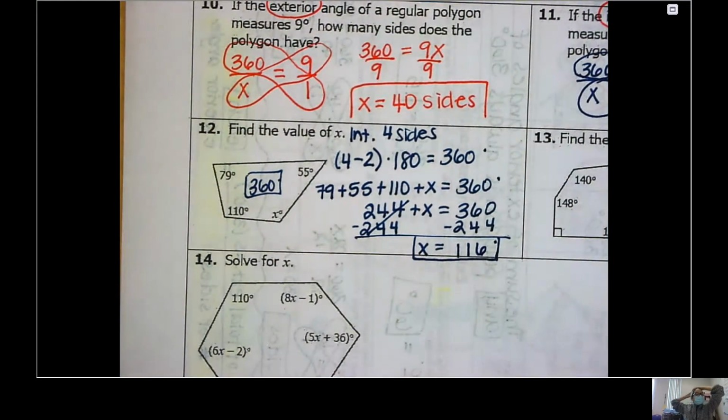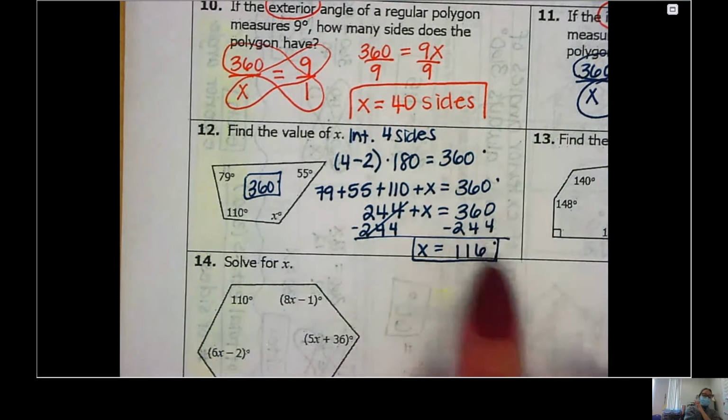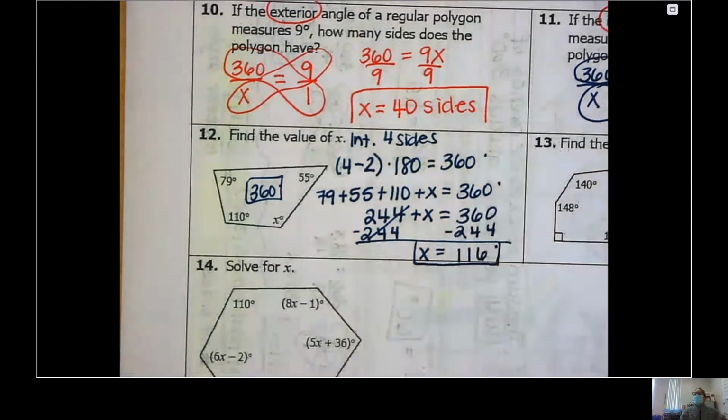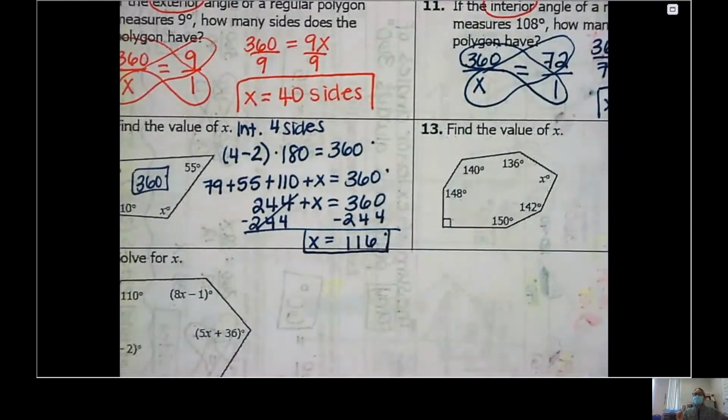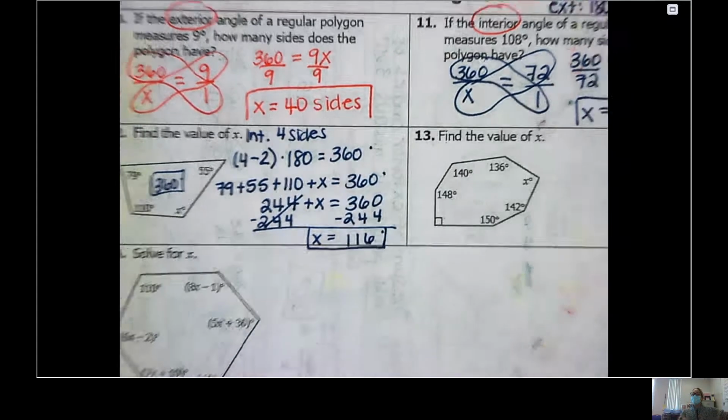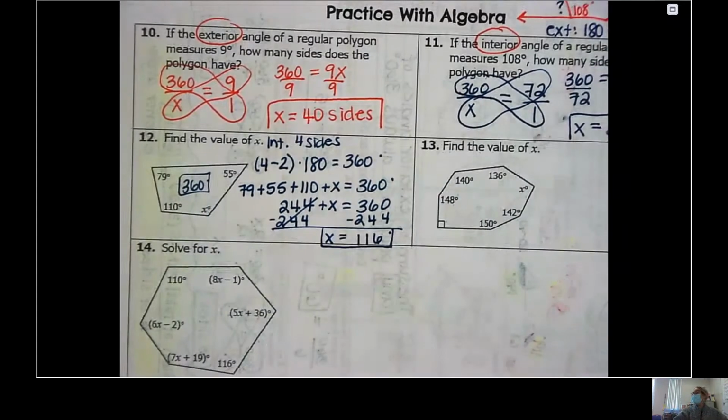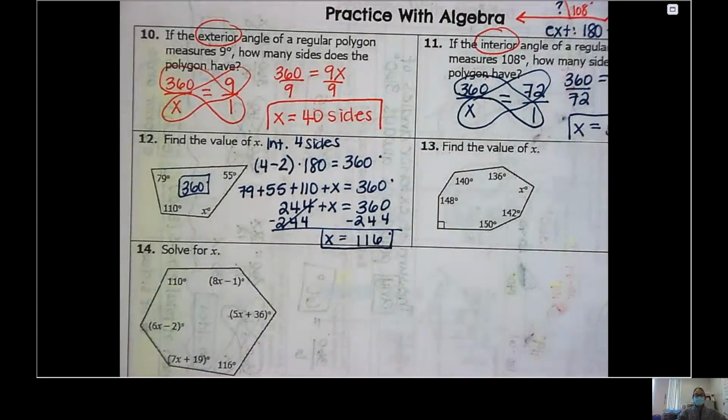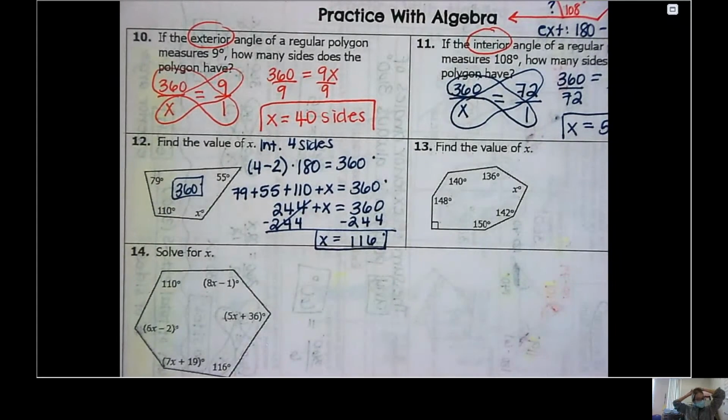So the hardest part here is just making sure you know how many degrees it has in total on the inside. That's the hardest part, right? Knowing what to set it equal to. Okay, number 13, guess what? It's exactly the same. The only thing that's different is how many sides this picture has. So first of all, look at it, count it. How many sides does this polygon have?